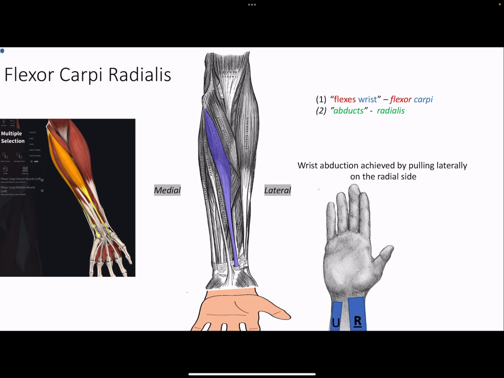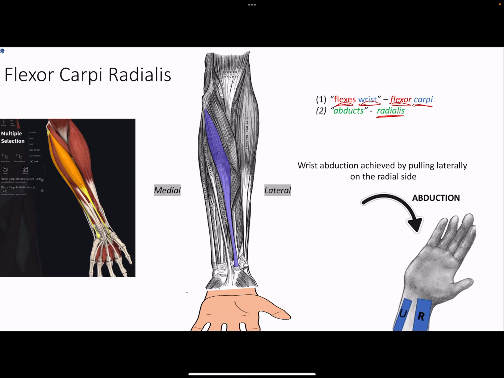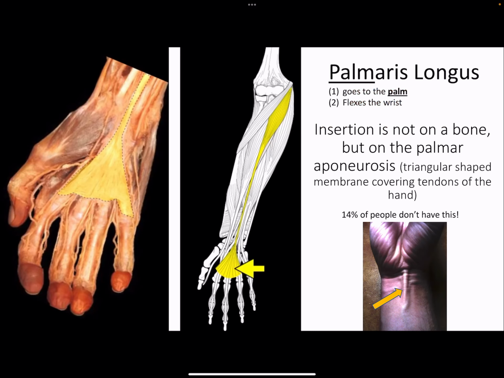Flexor carpi radialis. It is a flexor. It flexes. Carpi, wrist. Now, if it's on the radial side, you can think of this as wrist abduction, pulling away, or sometimes it's just called radial deviation. So here's our radius bone, and it's just going to kind of move that way. There's actually a better picture of this in a second, so hopefully this is clear. If not, I'm going to come back to a better picture of this in a second, and you can mentally reference that. And so these are the two actions of this particular muscle.